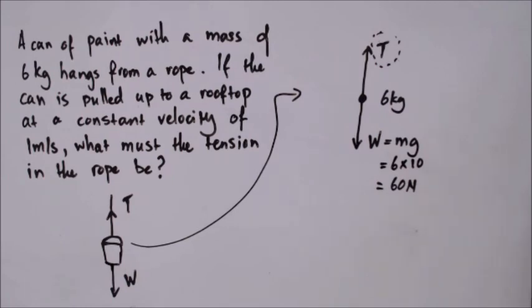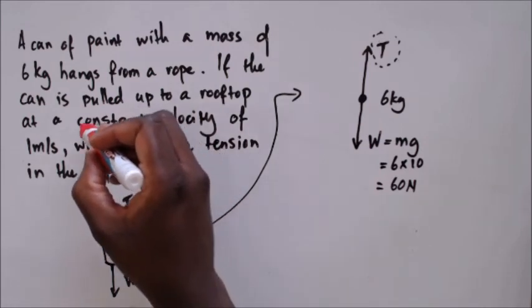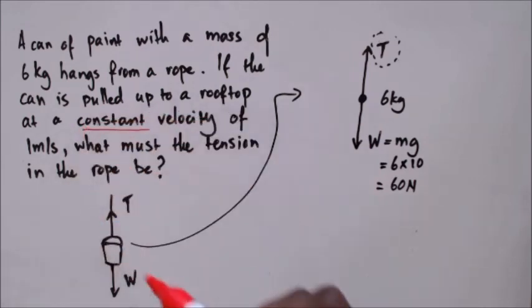Now we would like to know what the tension is. If we go back to the question, we are told that this can is moving upwards with a constant velocity. There it is, constant velocity of 1 meter per second. Now, in fact, the 1 meter per second is not that important to us. What's really important to us is that it's a constant velocity. Because a constant velocity means that there is no acceleration.